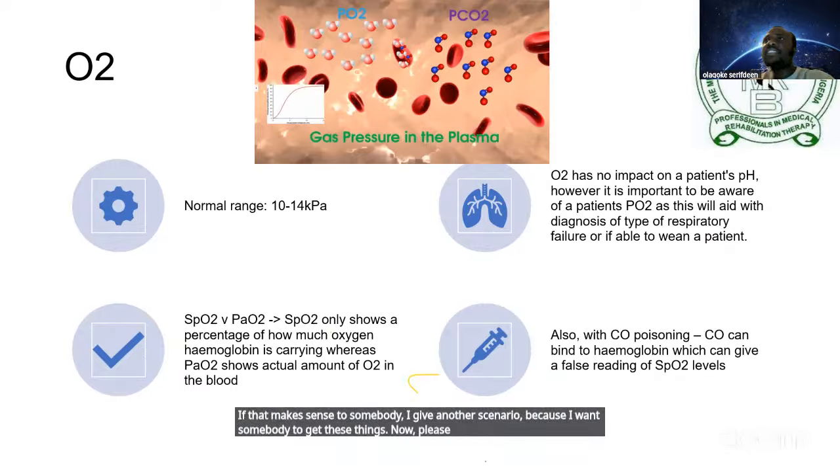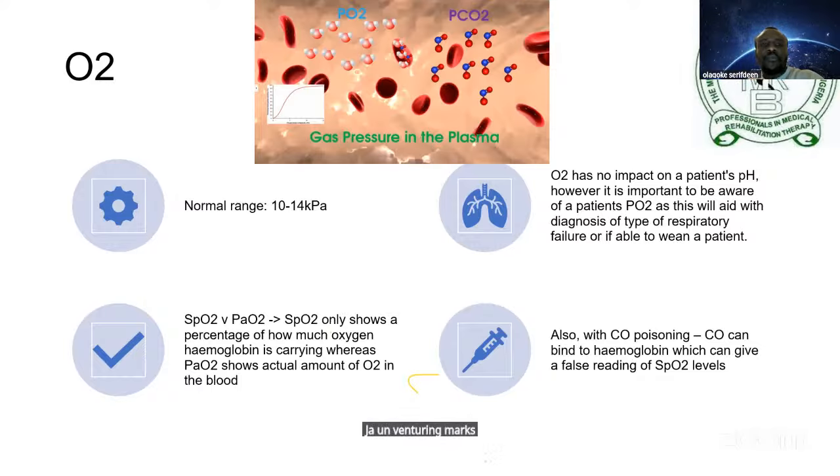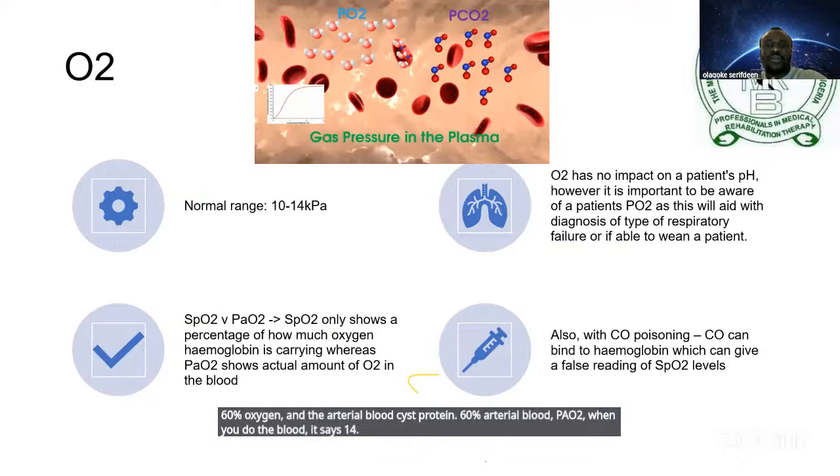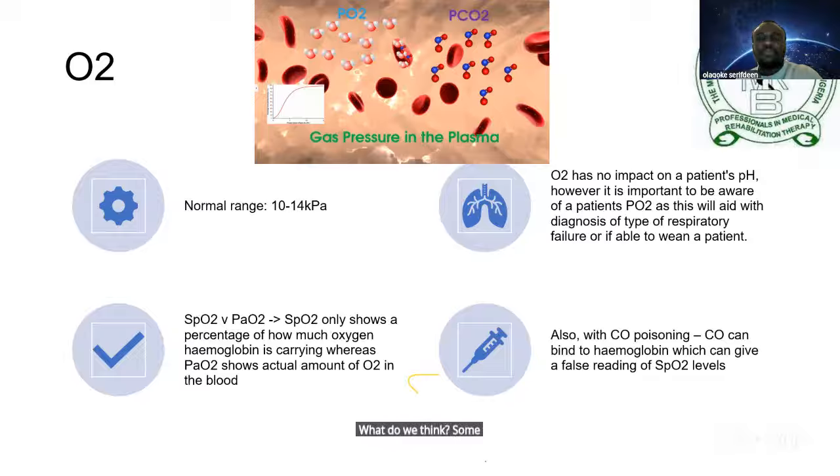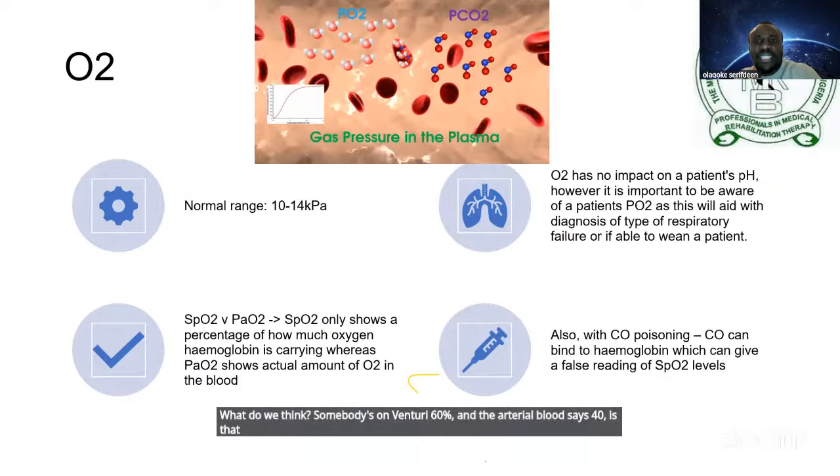I'll give another scenario because I want everybody to get this. Please, three reactions. Let's say you've got a patient on the ward, they are breathing on a Venturi mask. We all know what a Venturi mask is; we have taught oxygen. They are on a Venturi mask, 60% oxygen, and the arterial blood, PaO2, says 14. Is that normal for that particular person? Three reactions, please. Somebody is on Venturi 60% and the arterial blood says 14. Is that normal for that person at that particular time? Reaction, guys.